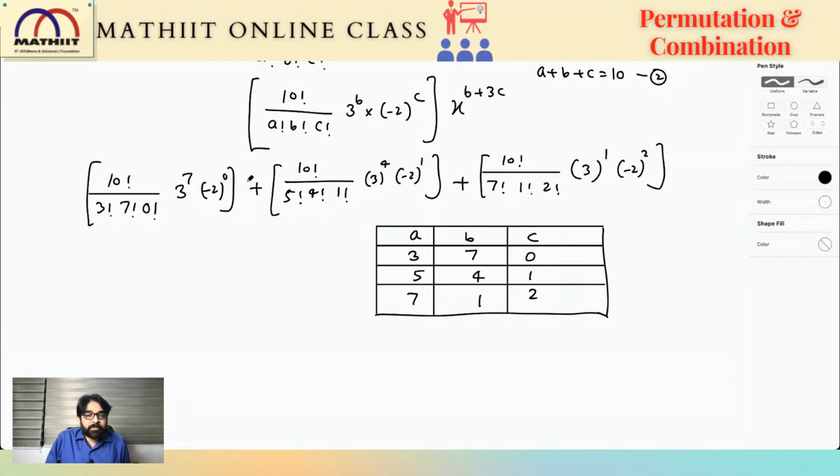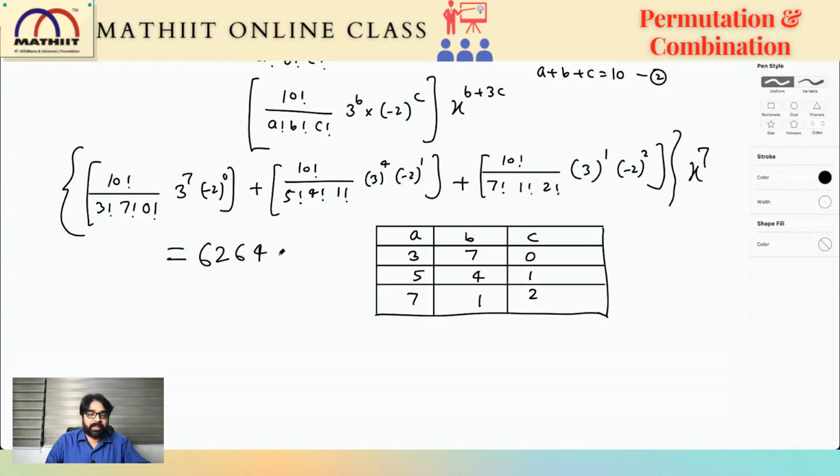Here also x power 7 is there, here also x power 7 is there, here also x power 7. So there are 3 terms which contain x power 7. You can take x power 7 common. So we'll say this is the coefficient of x power 7, and that calculation has to be done. The answer will come, I think, 62640.